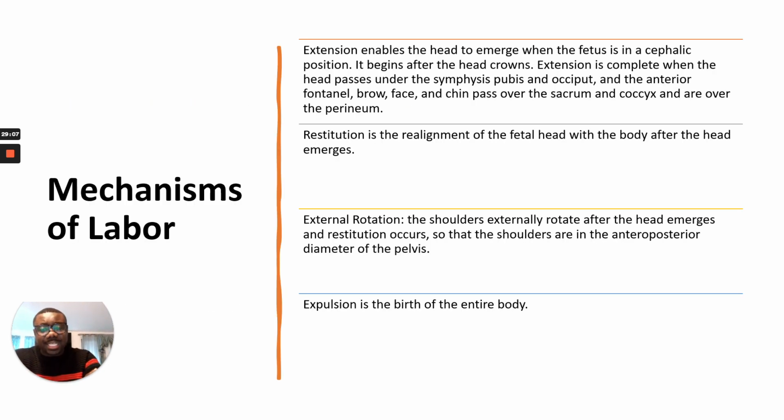Then you have extension, and you have restitution, which is the realignment of the fetal head with the body after the head emerges. Now then we have external rotation, wherein the shoulders will rotate externally, turning around after the head emerges, and then everything will get back into its normal alignment before the child comes out of the uterus. That becomes the entire 8 mechanisms of labor.